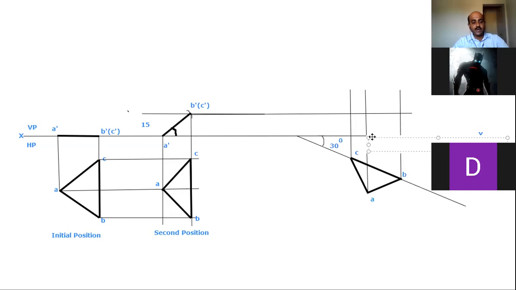So the intersection here will be A dash. The intersection here is B dash, and C, the C intersection is here. This is B dash. So you just look at the intersection points, and later you can join all those points to get the final position.